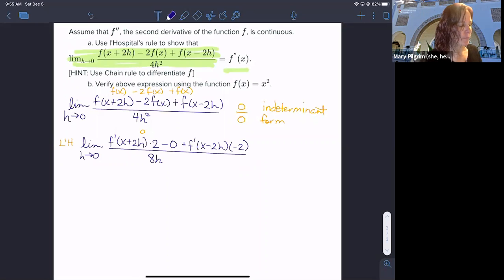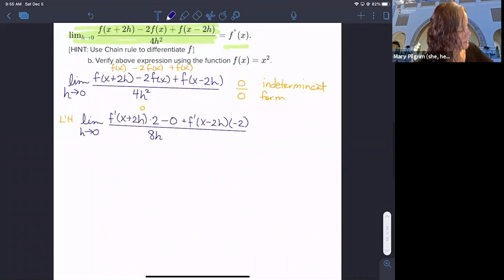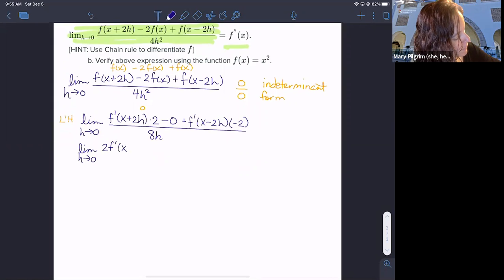8h. So let's clean this up a bit. We've got the limit as h goes to 0 of 2f prime of x plus 2h. And then the middle term is 0, so we don't have to write that. And then we have minus 2f prime of x minus 2h all over 8h.